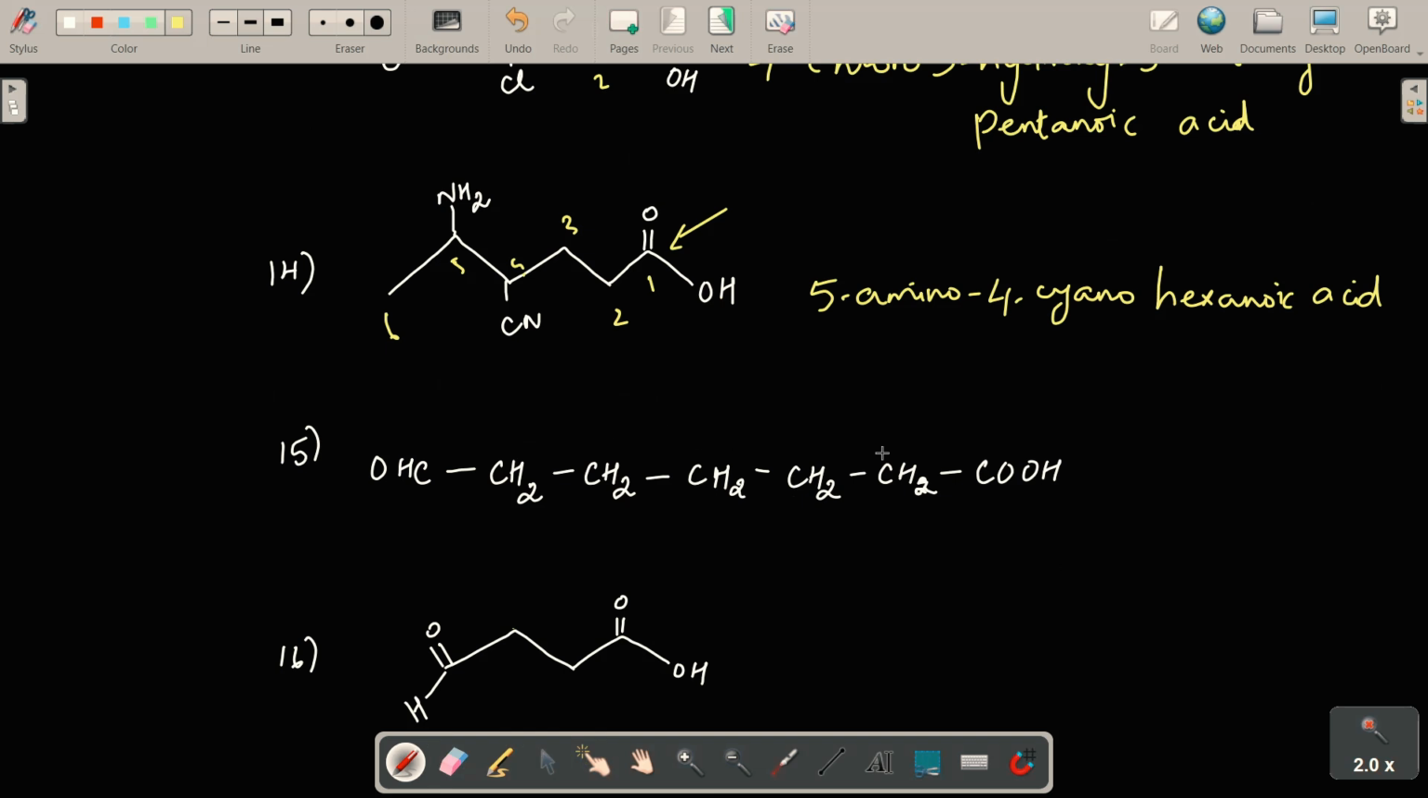Okay, now we move on to the next one. You have 2 functional groups and the primary functional group is COOH. So start giving the numbering from that carbon. So you have 7 carbons, so it is a heptanoic acid and in 7th position you have CHO, so 7-oxo heptanoic acid.